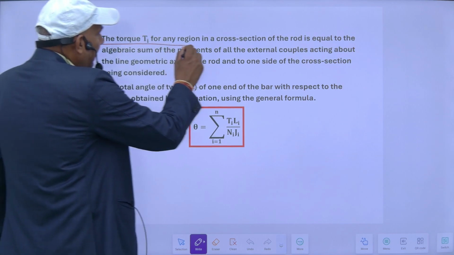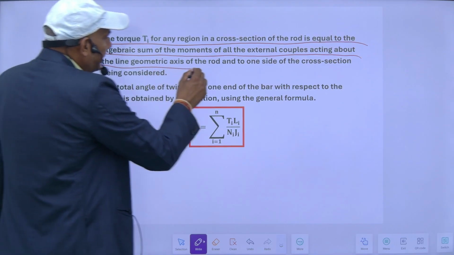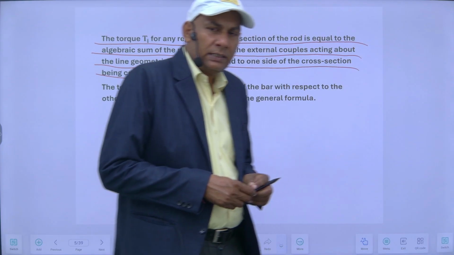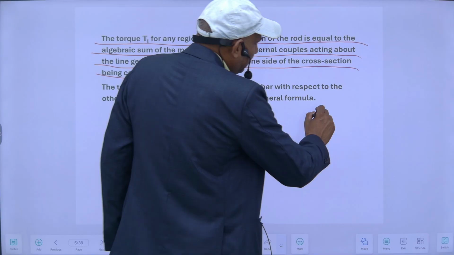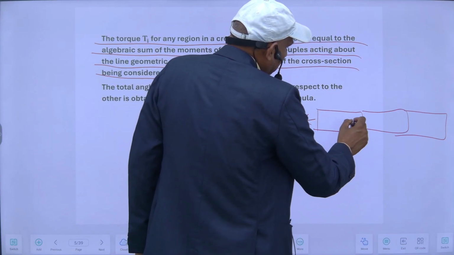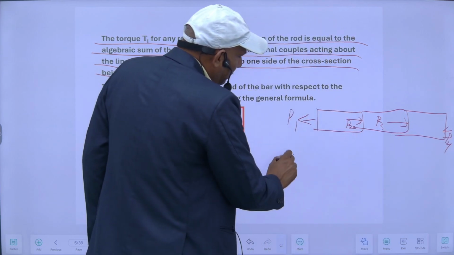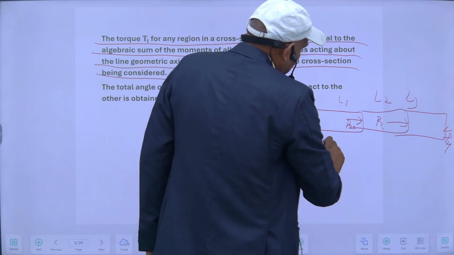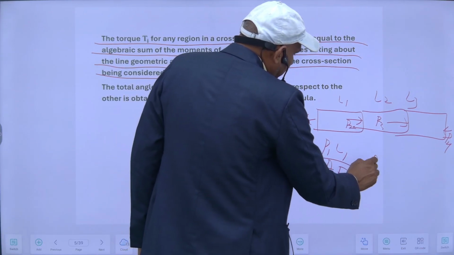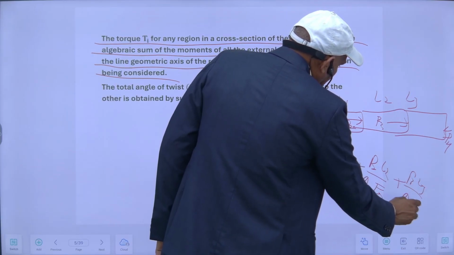The torque Ti for any region in a cross section of the rod is equal to the algebraic sum of the moment of all the external couples acting about the geometry axis of the rod and up to one side of the cross section. What he is saying, as we have discussed in the stress and strain chapter, for finding the displacement like this, as I have explained here, suppose it is P1, this was P2, P3 and so on, P4. For finding the total displacement, my formula was P1 L1 upon A1 E1, plus P2 L2 upon A2 E2, plus P3 L3 upon A3 E3.